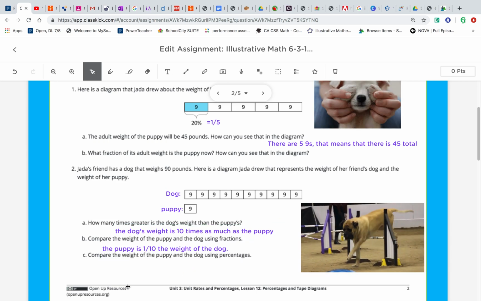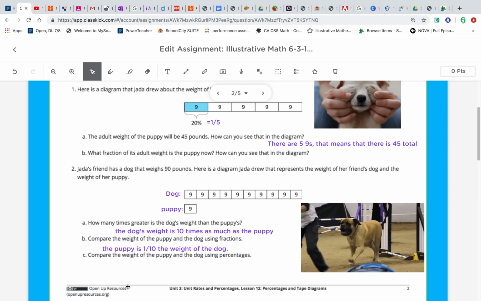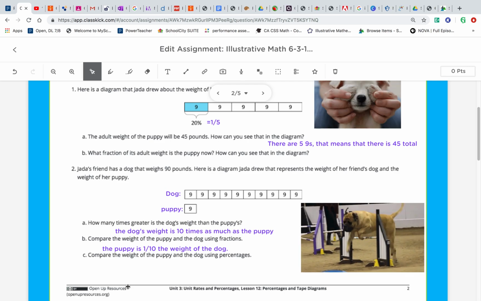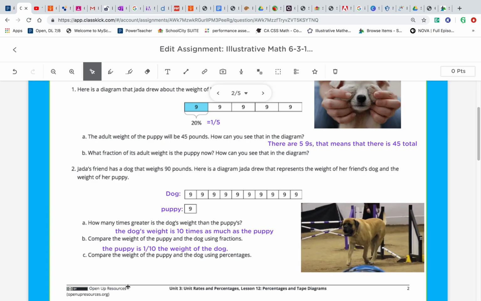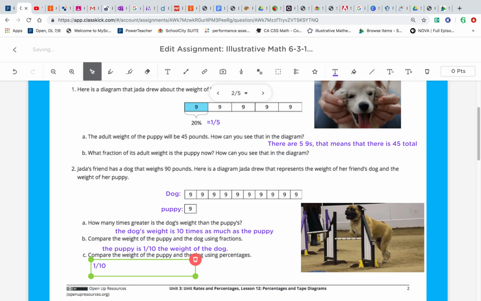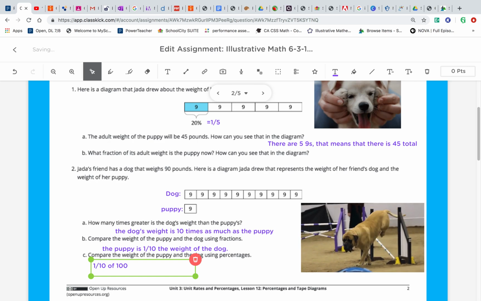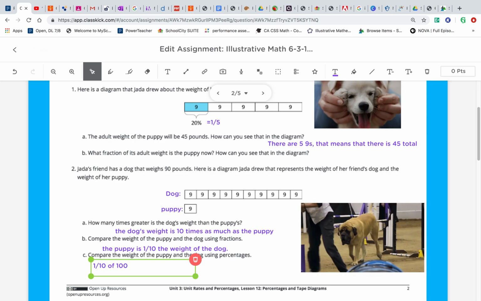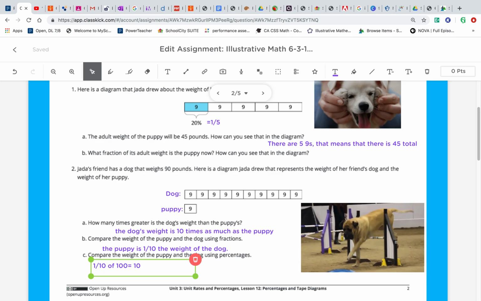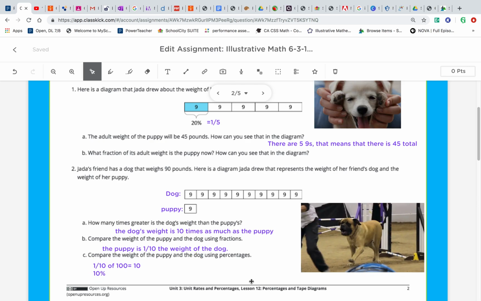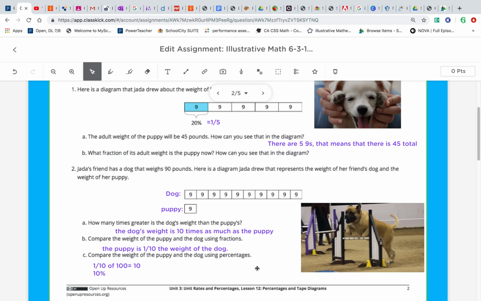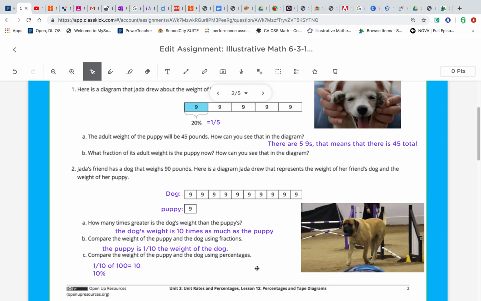Now it says compare the weight of the puppy and the dog using percentages. By now, hopefully you remember that percentages are rates per 100. With percentage, we're talking about something out of 100. So if it's 1/10, let's figure out how much is 1/10 if we're dealing with it being out of 100. We can say 1/10 of 100. How many tens are there in 100? There are 10 tens in 100. So 1/10 of 100 is 10, so we're talking about 10%. The puppy weighs 10% of the dog's weight. That's the same thing as 1/10, which is the same thing as a dime in money. So 1/10 is the fraction and 10% is the percentage.